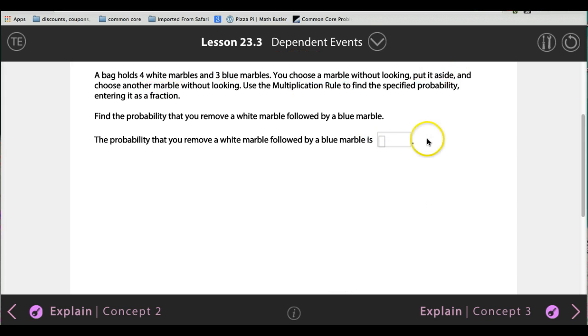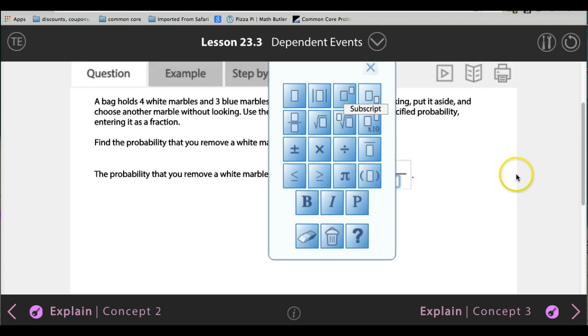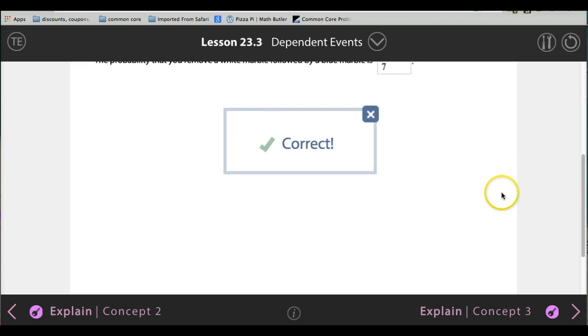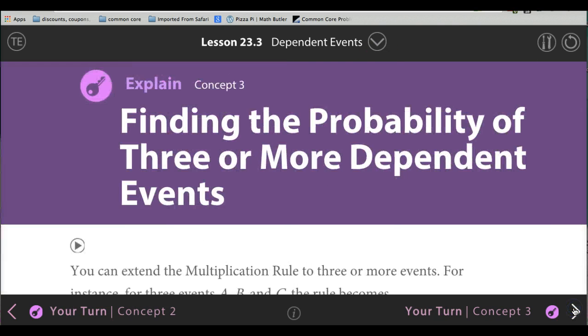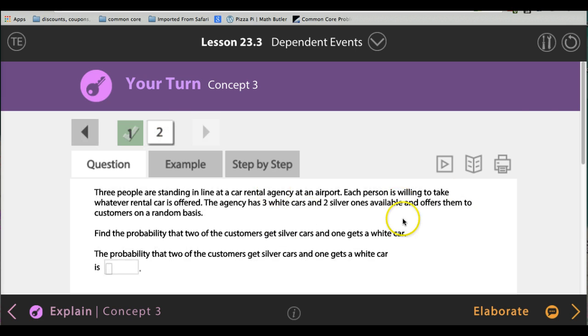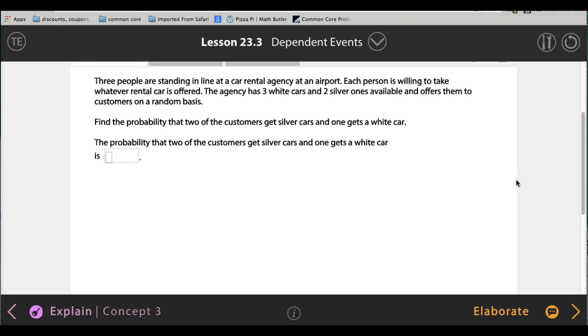And I shouldn't have to prove it to you, but sometimes you don't trust me, which gets me upset. So I'm just going to do it. So the answer is 2 over 7. Let's check it. And of course it's correct because I'm always correct. So you see how easy that was? And then, same thing over here. Okay, so I already did the first question. Let's do the next one.